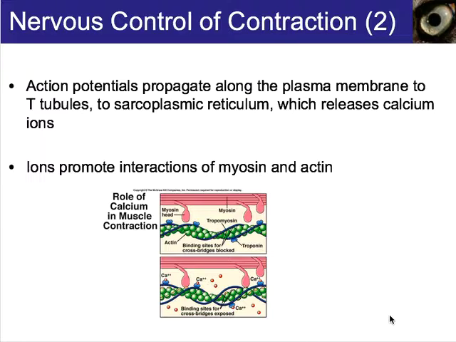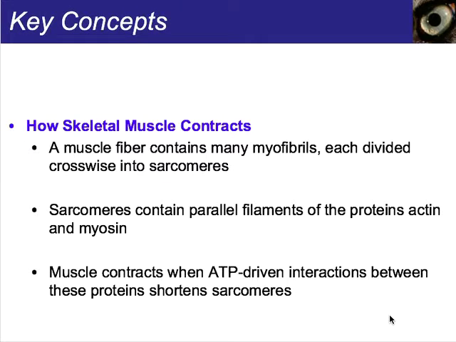Action potentials or electricity from the nerve propagate along the plasma membrane of different parts of the cell, which releases calcium ions, and those are going to promote the interaction between myosin and actin. So a muscle fiber contains many myofibrils, each divided crosswise into sarcomeres, and the sarcomeres are going to get broken down into actin and myosin. Muscles contract when ATP-driven interactions between the myosin and the actin shorten the sarcomeres.